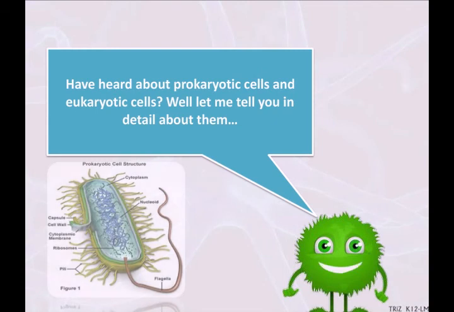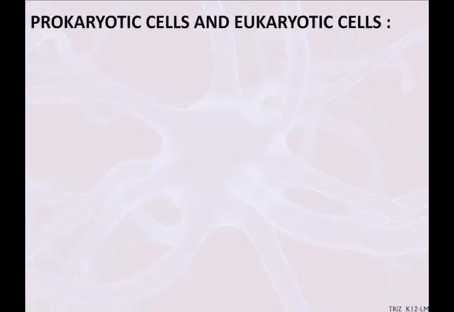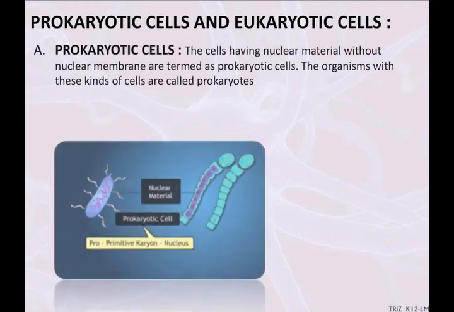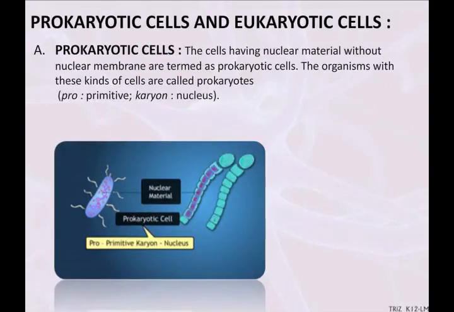Have you heard about prokaryotic cells and eukaryotic cells? Well, let me tell you in detail about them. Prokaryotic cells and eukaryotic cells. Prokaryotic cells. The cells having nuclear material without nuclear membrane are termed as prokaryotic cells. The organisms with these kinds of cells are called prokaryotes. Pro meaning primitive, karyon meaning nucleus. Examples are bacteria and blue-green algae.